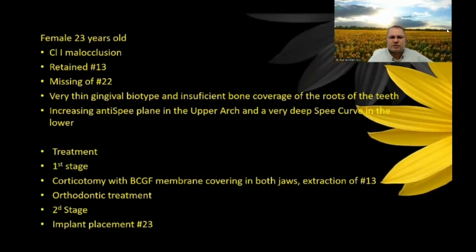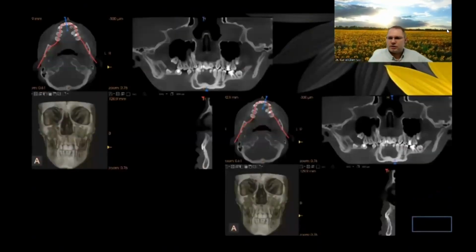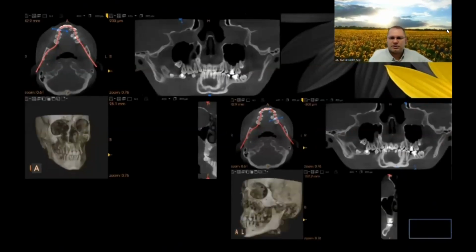Why did we decide to extract is the fact that there was no room to take it out. You will see now after we explain the intra and extraoral situation. The orthodontic treatment went on, and then we placed an implant number 23. So this is the two-dimensional situation, which doesn't seem so, so to say, impossible. But if you check the 3D, the situation is not as nice as in the 2D to be seen.